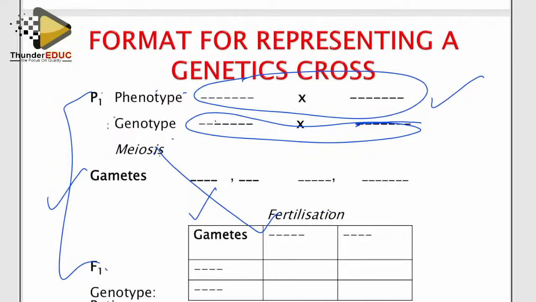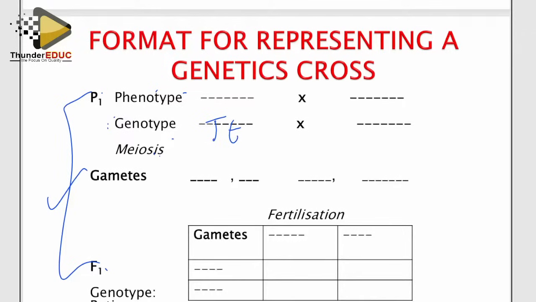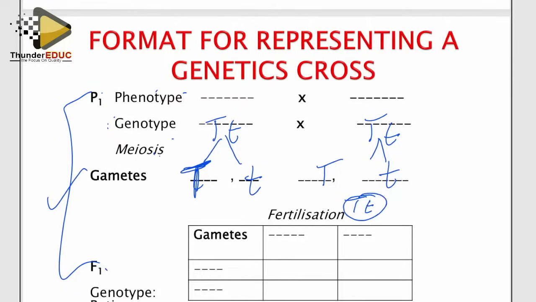Once you get that, let me show you another mistake students make here. You have capital T, small t, capital T, small t, for example. Then meiosis takes place. This one must be separated: this is capital T, this is small t. Guys, please, I beg you, don't write this one here and this one there. We shall call this one a genotype. So there must be space in between.